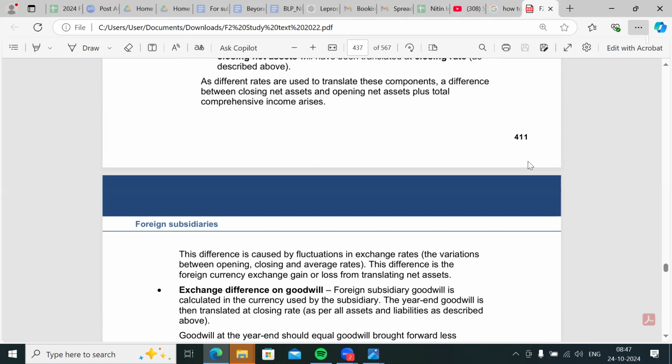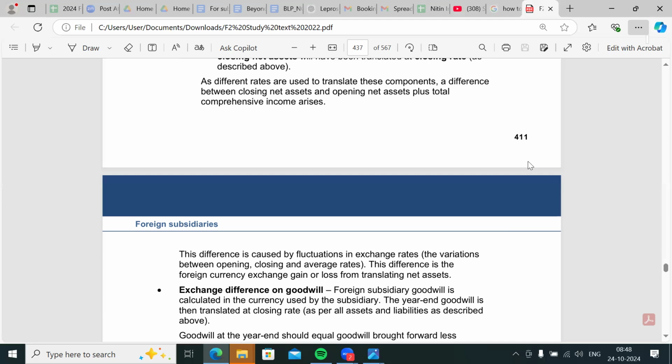So this note for the case study, even for the objective exam, definitely, but for case study, write it as an essay, right? So you need to be very clear on these notes. Now, again, let's go to exchange difference on goodwill. Foreign subsidiary goodwill is calculated in the currency used by the subsidiary. Remember that. To calculate the goodwill, what do we need? We need the currency of the subsidiary only, net assets on the date of, no, purchase consideration. Purchase consideration. Let's look into that.